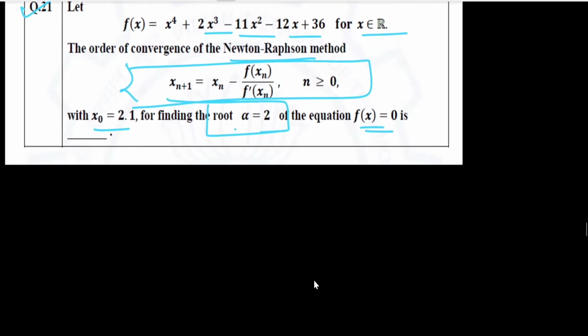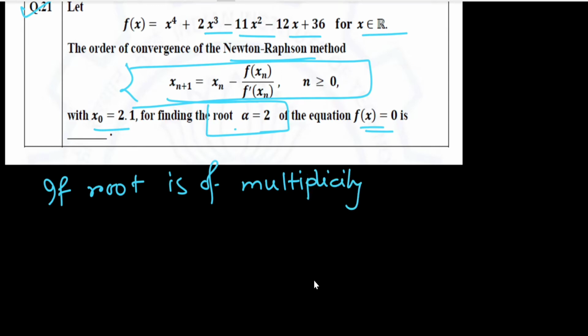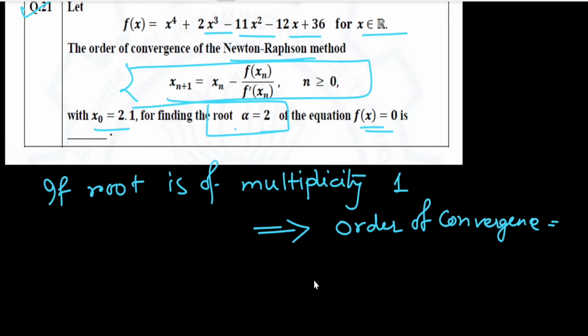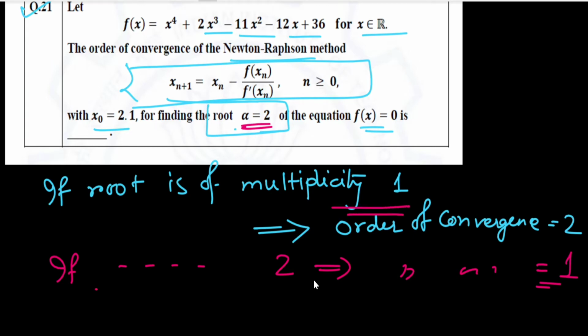So here a concept is used: for the Newton-Raphson method, if the root is of multiplicity 1, then the order of convergence is equal to 2, and if the root is of multiplicity 2, then the order of convergence is 1. So we need to check whether this root alpha = 2 is a simple root, that is a root of multiplicity 1, or a root of multiplicity 2. Based on this multiplicity, the order of convergence of the Newton-Raphson method is to be found for this problem.